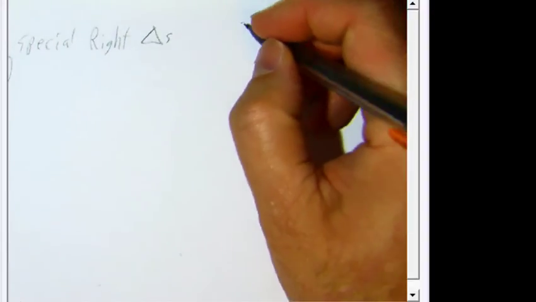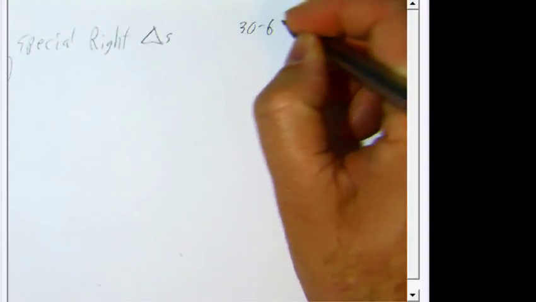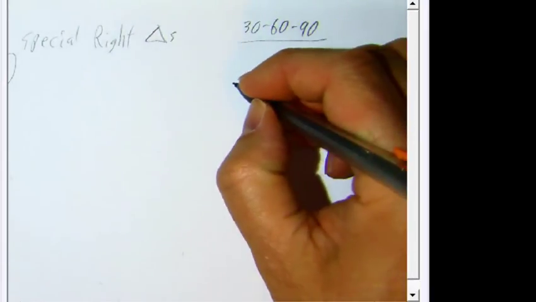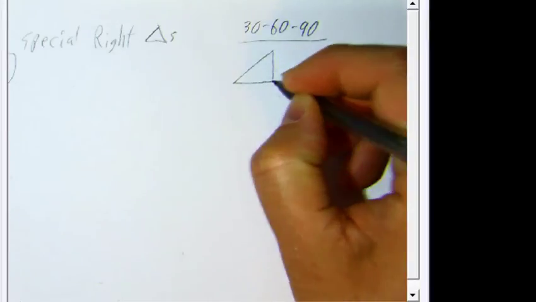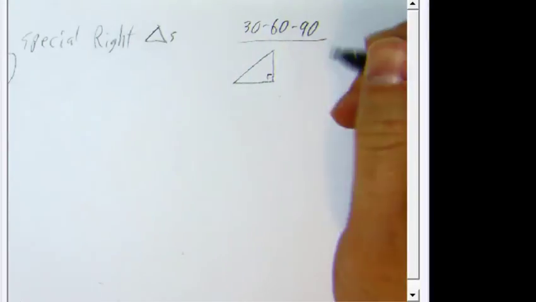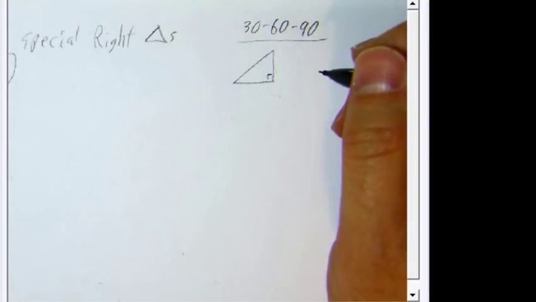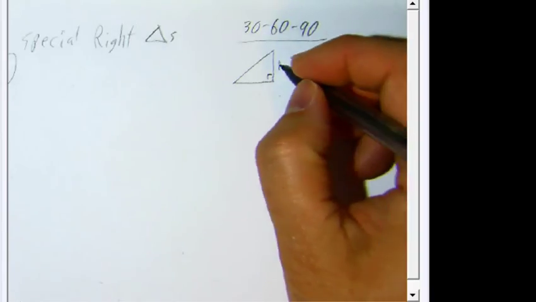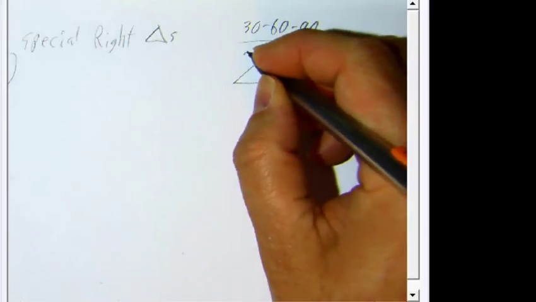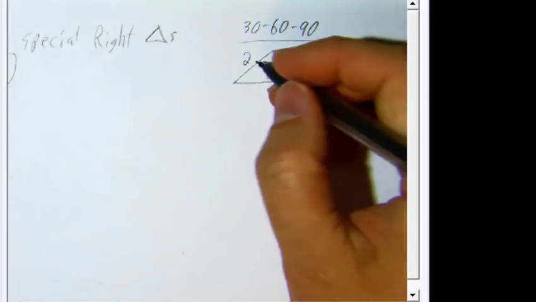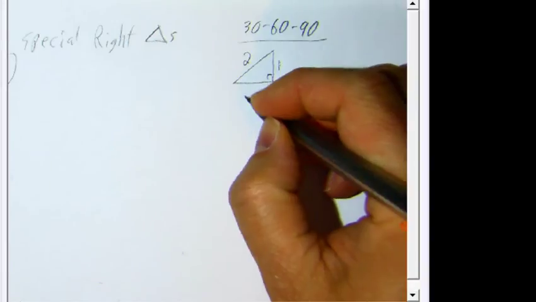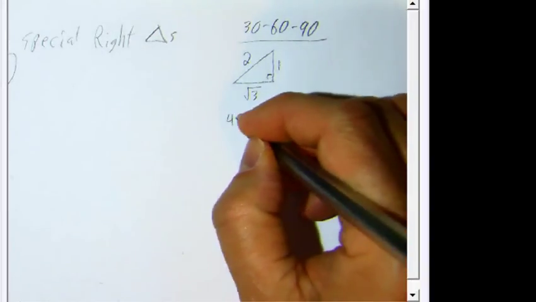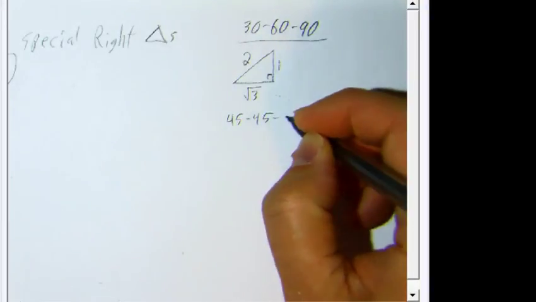We've got our 30, 60, 90, which has these ratios. Our shortest side, let's call it 1. And then if that's 1, then this is 2, and this one is the square root of 3.